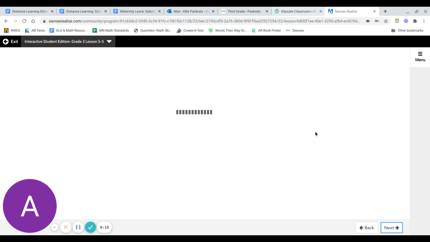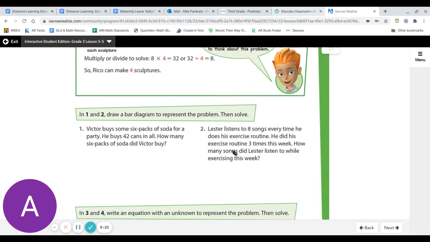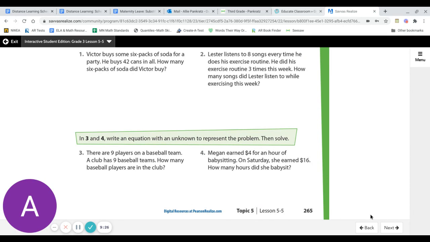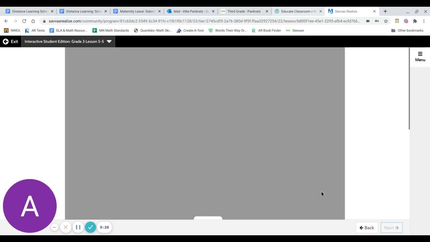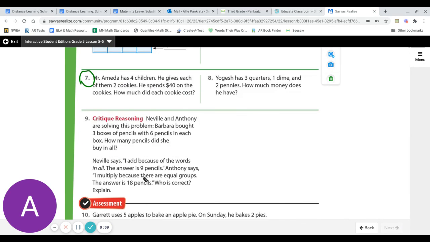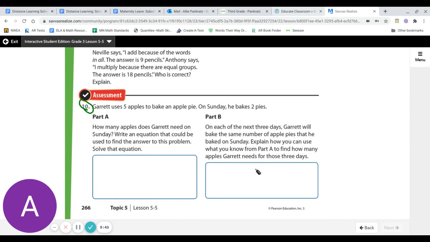Your job will be to complete the homework and practice. So I want you to do number 1 and 2, 3 and 4, and then on the back, I'm going to have you complete number 5, 7, and 10. So that was 5, 7, and 10, and then send me a picture. Thank you.